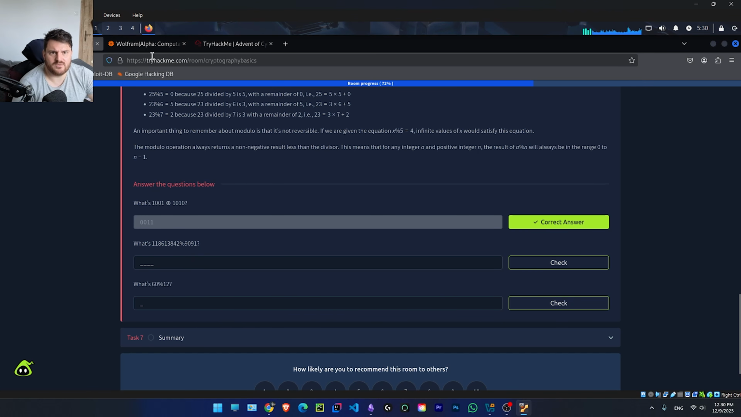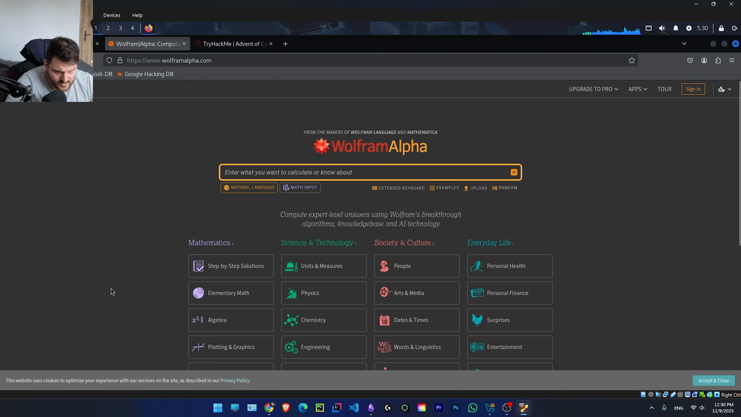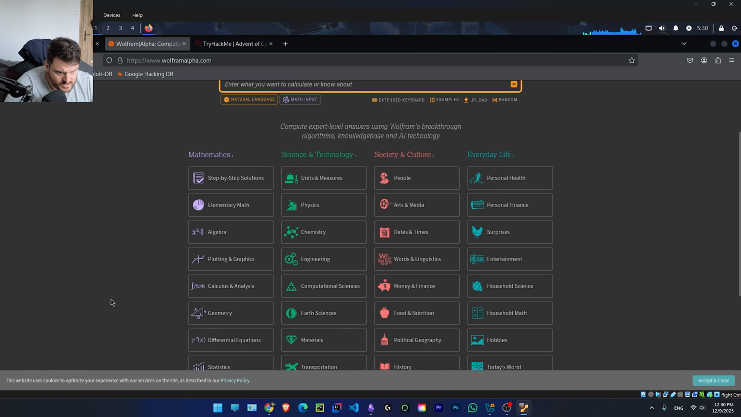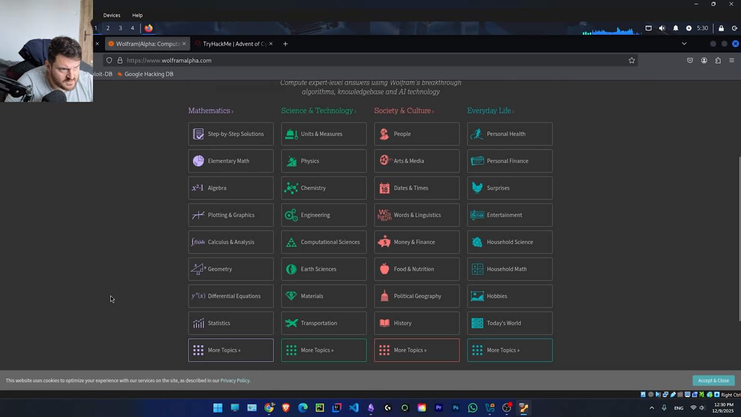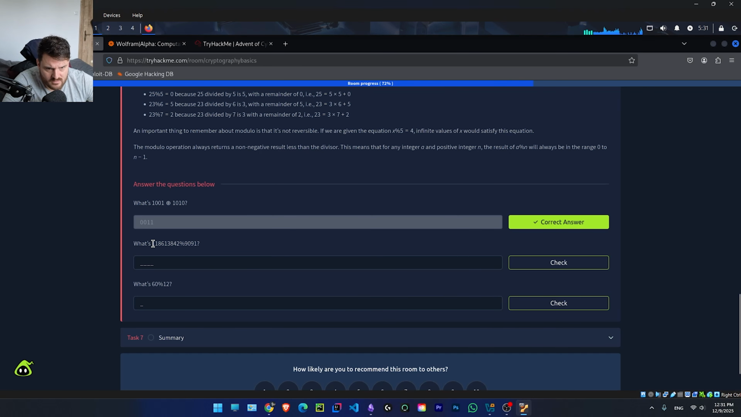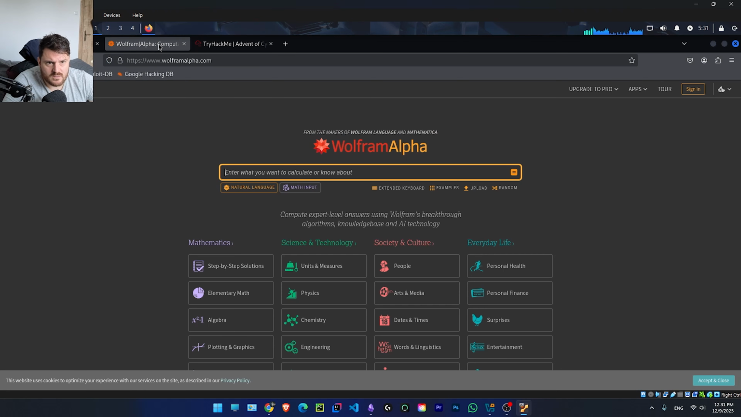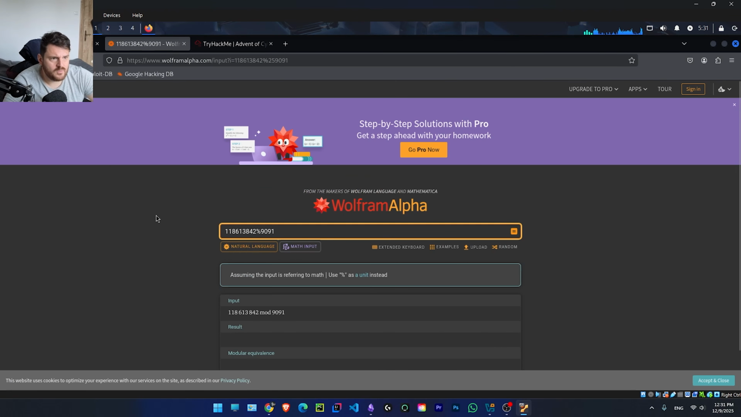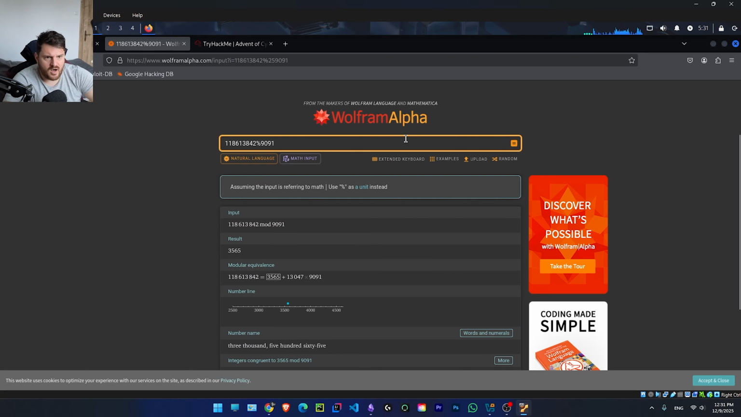Okay, let's open the calculator. Let's see, what do we have in here? Step-by-step solution, algebra. All right. Okay, we want to calculate this. So basically this is the modulo operator. And we want to calculate this. Let's see, what do we get on Wolfram Alpha?